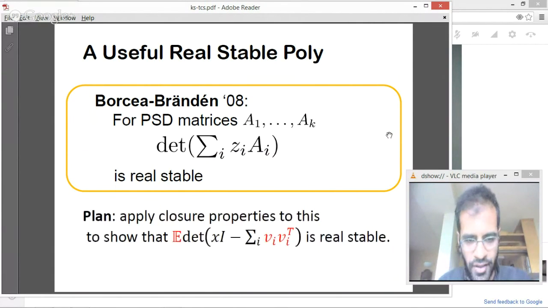Okay, so here's the plan. I know this is real stable. I'm going to apply closure properties to show that my expected characteristic polynomial is real stable.